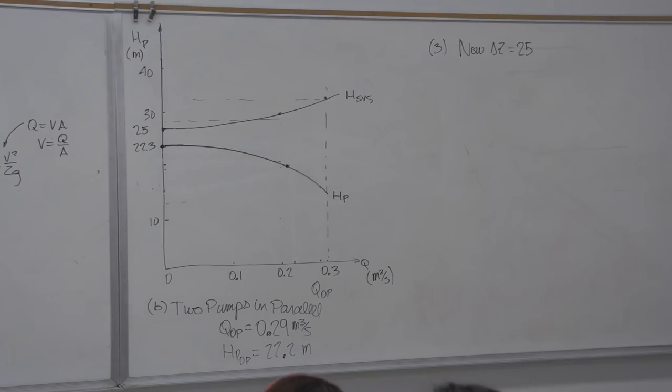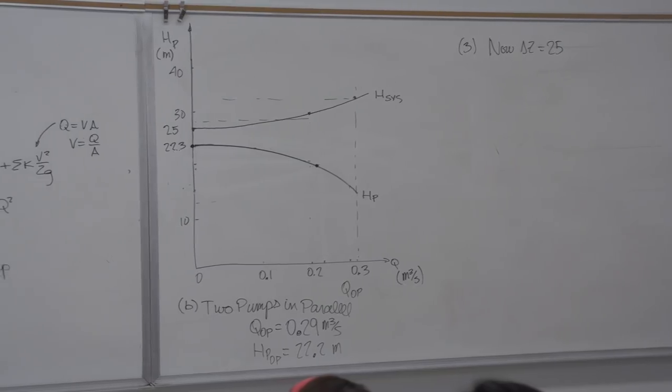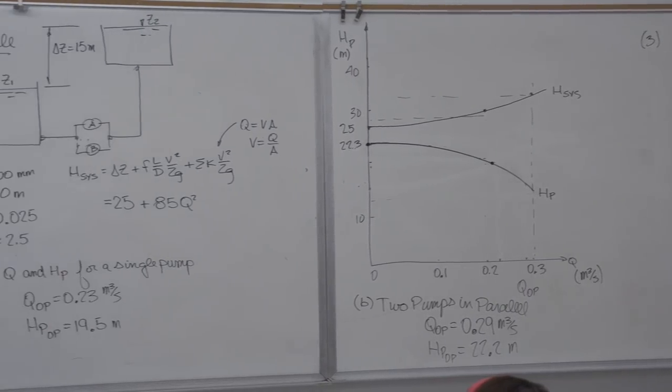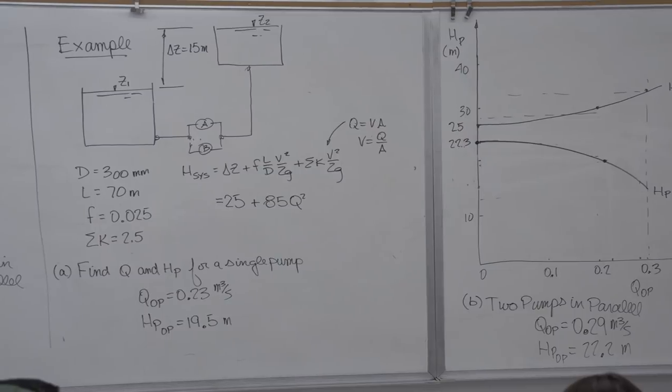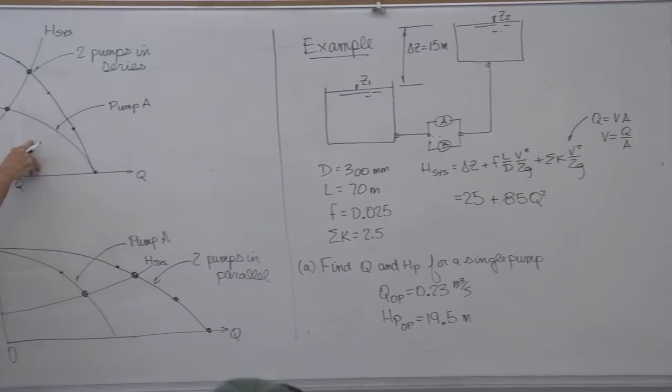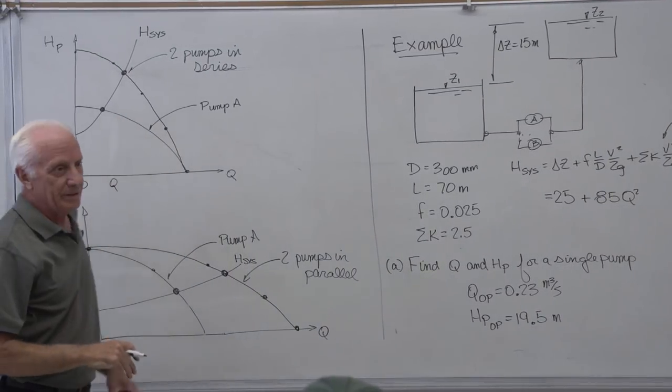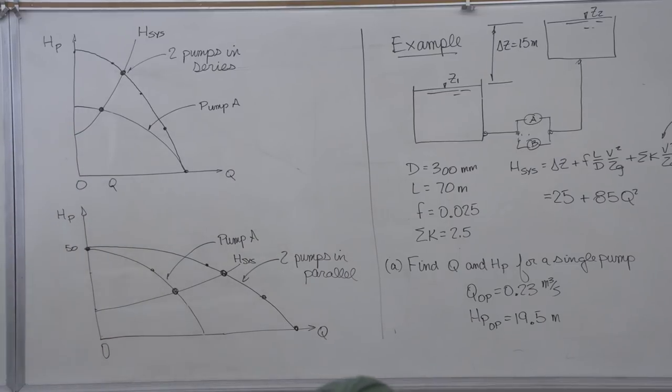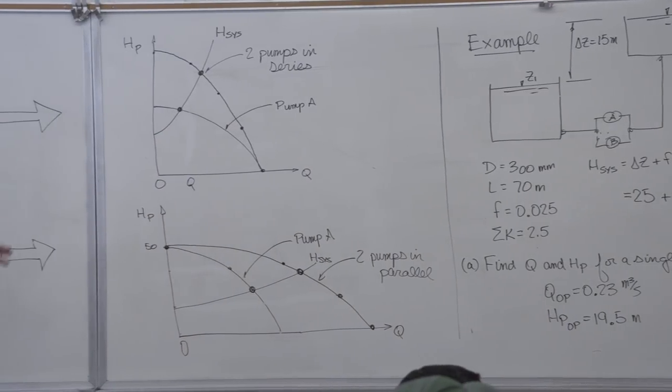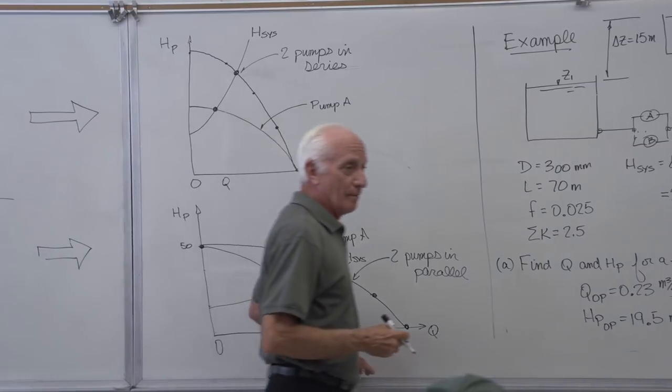It's not going to work. Okay, so my system curve is too high. I've got to get more system head. Let's see now, what was the conclusion? If I wanted to get a bigger system head, what do I do? I add the pumps in series. Okay. Conclusion is, I have to add another pump in series.